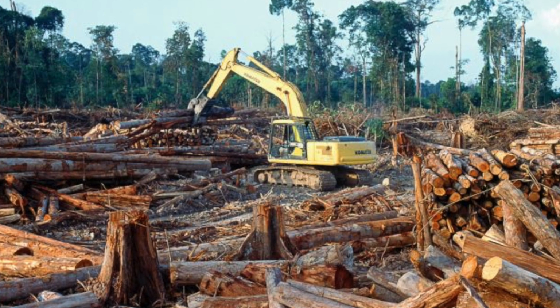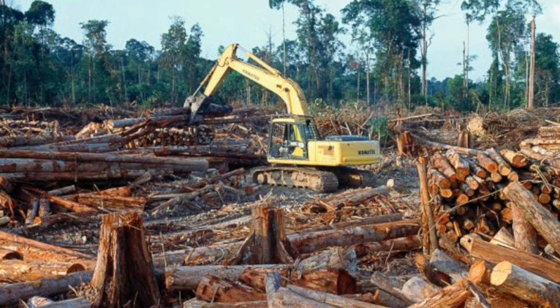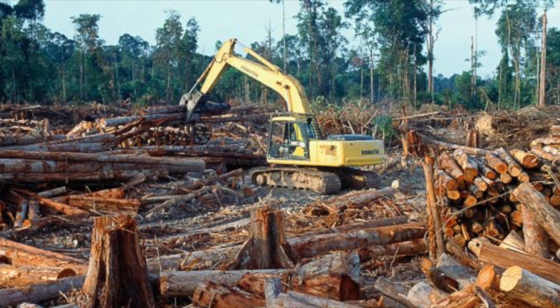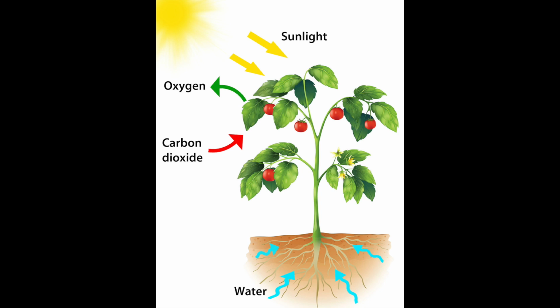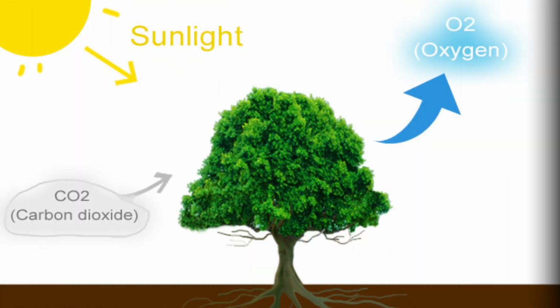Before they're cut down, the shrubbery and trees that are destroyed serve as tools that rid the atmosphere of greenhouse gas, carbon dioxide, and convert it into oxygen in a process called photosynthesis. Thus, deforestation inevitably decreases our ability to remove CO2 from the atmosphere.